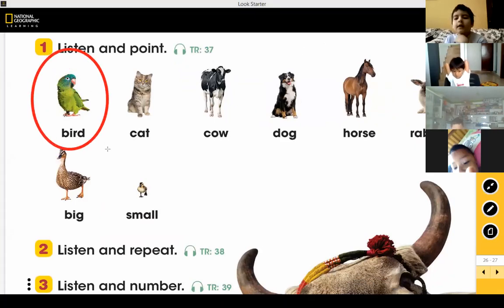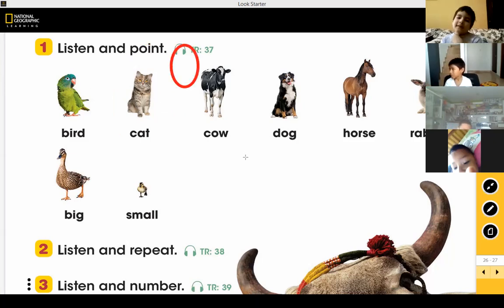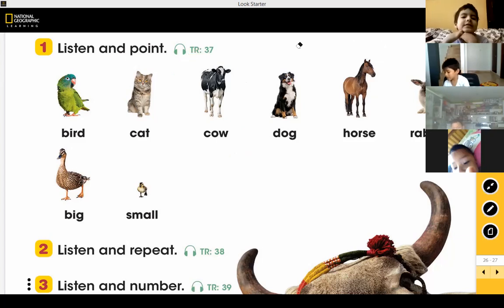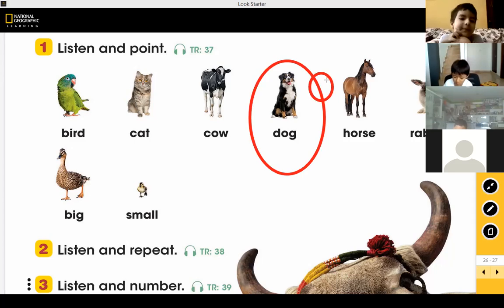Excuse me, Jared. Is it a bird? Yes, it is. Excellent. Excuse me, Iram. Is it a cat? Yes, it is cat. Excellent. Very good. Excuse me, Adrian. Is it a cow? Adrian, is it a cow? Yes, it is. Excellent. Very good. Excuse me, Benny. Is it a dog? Yes, it is. Excellent.